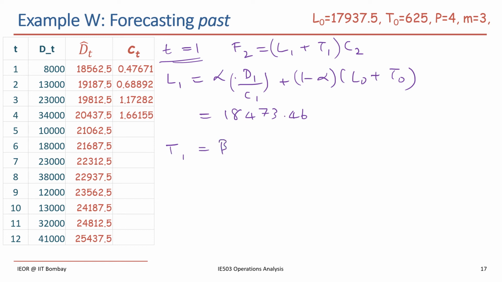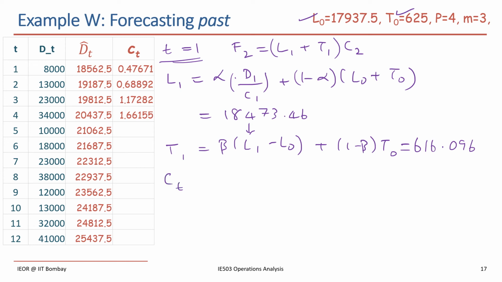T1 is simply given as beta into L1 minus L0 plus 1 minus beta into T0. Remember, for trend 1, I need the L1 value, which is right here. And then I have L0, which is also available, and T0, which is also available. I know the value of beta. So I can compute the new trend value, which comes out to be 616.096. Now, remember, there's a third step called CT.